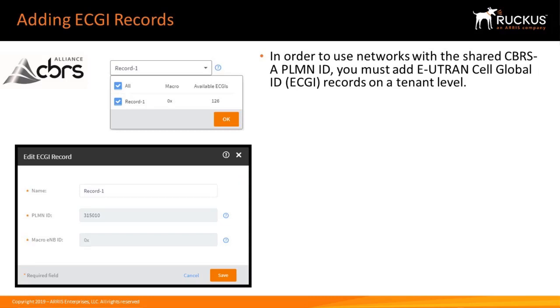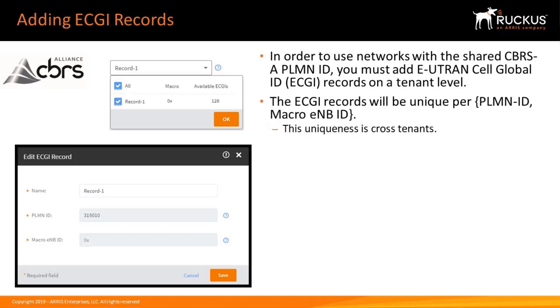When configuring an LTE network, you need to add one or more ECGI records. These records must be added on a tenant level. The ECGI records will be unique per PLMN ID and macro eNode B ID. This uniqueness is cross-tenants. This means that when multiple Ruckus customers purchase the LTE AP Management Portal Network solution, which includes the Ruckus EPC, SAS, and SMS, these records will be shared between them.